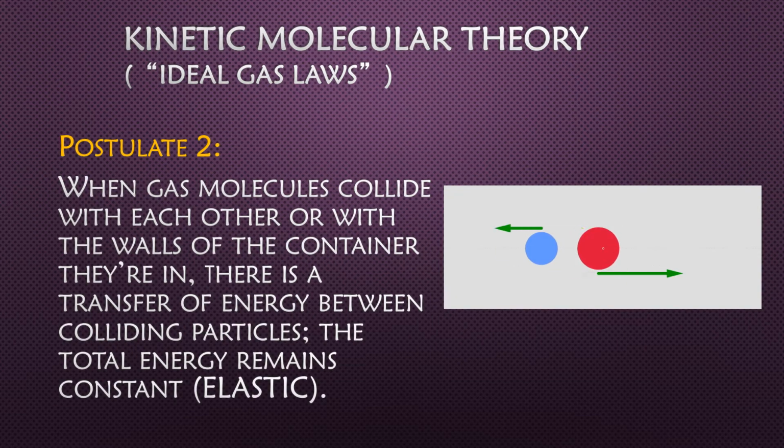The second postulate says that when a particle collides with the wall of the container or with another particle, there is a transfer of energy that takes place. But the energy is only transferring between those two things, between those two particles or between the particle and the wall of the container, and no energy is lost. This type of collision is called an elastic collision, when the overall energy of the system remains the same, because they're just transferring their energy from one thing to the other, but not losing anything.